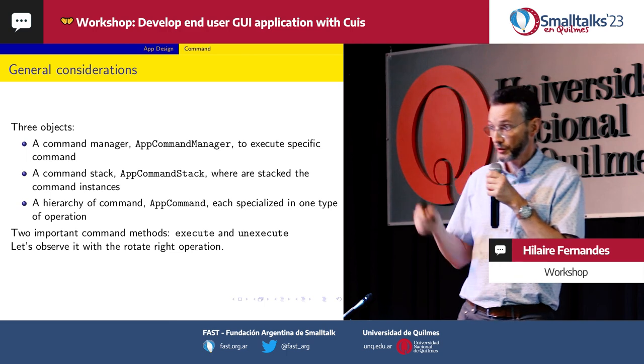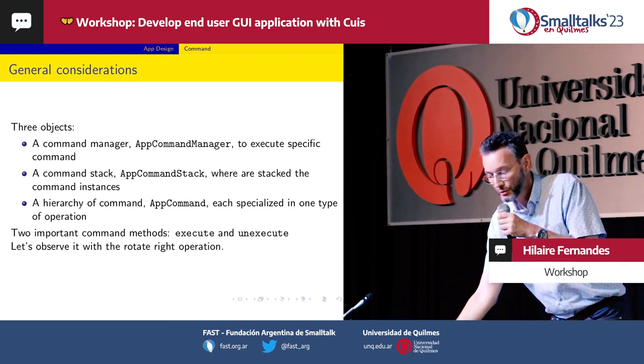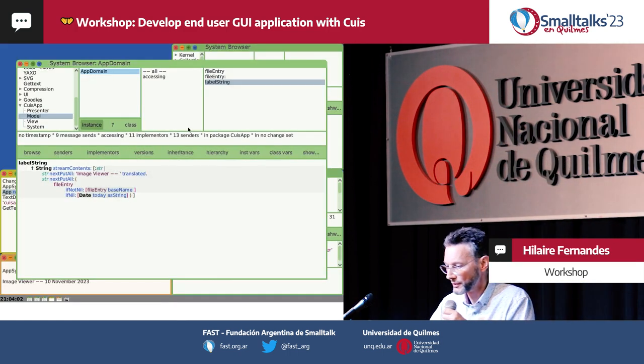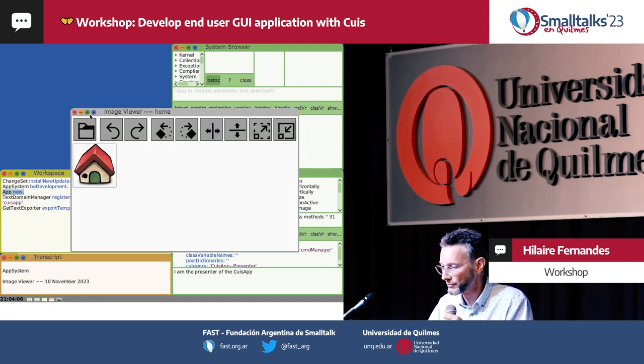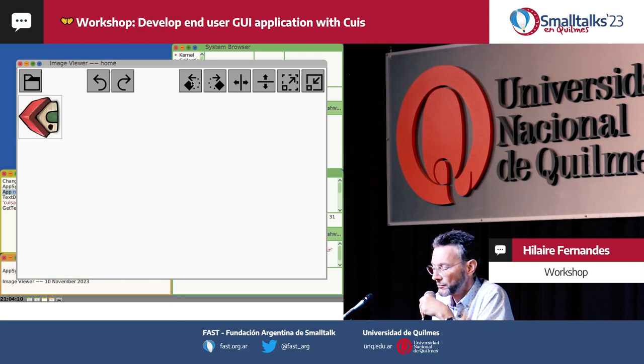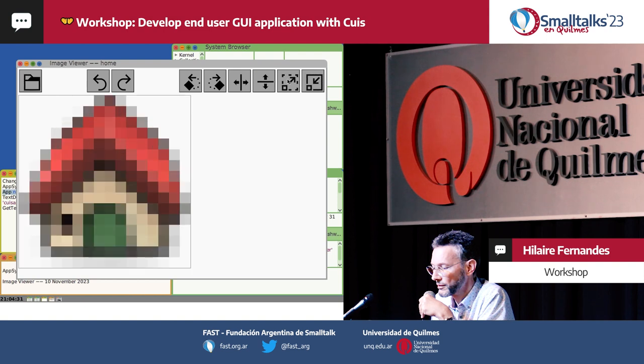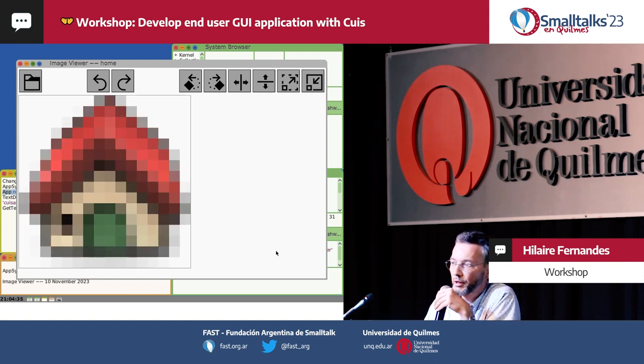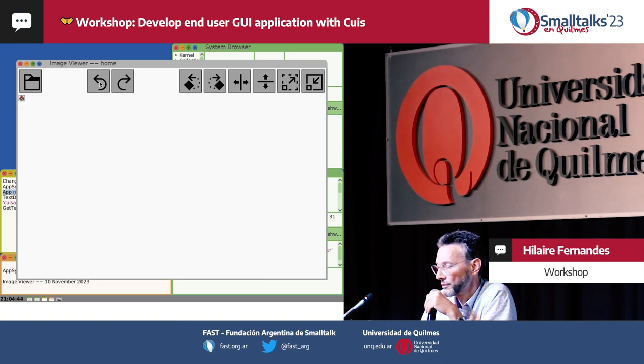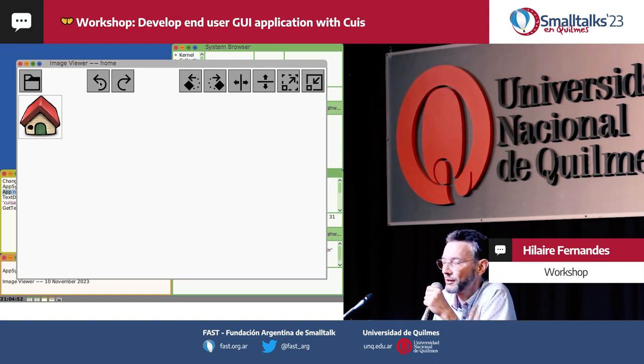So now we will discuss the command, the undo and redo operation. So maybe I will show you first how it works here. The idea is that you can undo what you do. For example, if I zoom, okay, I can undo. And if I scale out, you will see that I lose the quality of the picture because unzooming was destructive. Nevertheless, the undo operation should be able to get back to the initial state. So this is what undo redo should do.